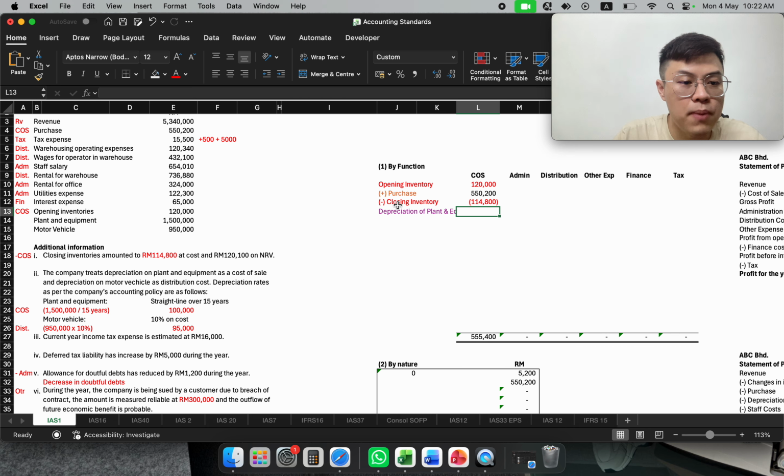So depreciation of plant and equipment is 100,000. Increase your cost of goods sold. And 1, 2, 3, 4. So we have 4 items under cost of goods sold.